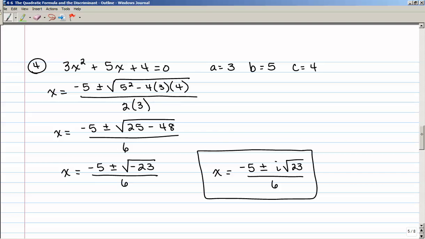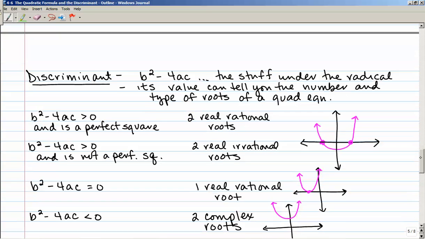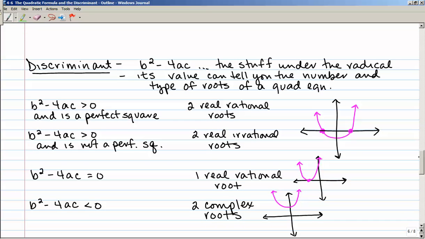So let's take a look at what all of this means. One thing we're going to focus on is something called the discriminant, and that is b squared minus 4ac. That is the stuff that's underneath the radical sign. So b squared minus 4ac. If we figure out the value of just the discriminant, instead of going through the whole quadratic formula, just what is b squared minus 4ac equal to, that value can tell you the number and types of roots of a quadratic equation.